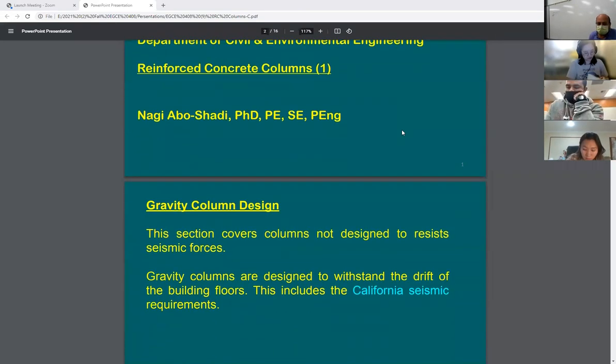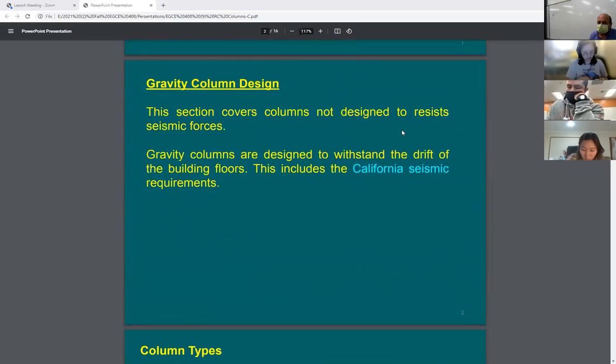This can be mainly the main source of moment on this column. So mainly we're going to be working here with gravity columns. Gravity columns means those columns supporting gravity loads. What are the gravity loads? Gravity loads are going to be dead load, live load, the self-weight of items. So mainly it's going to be dead load and live load.